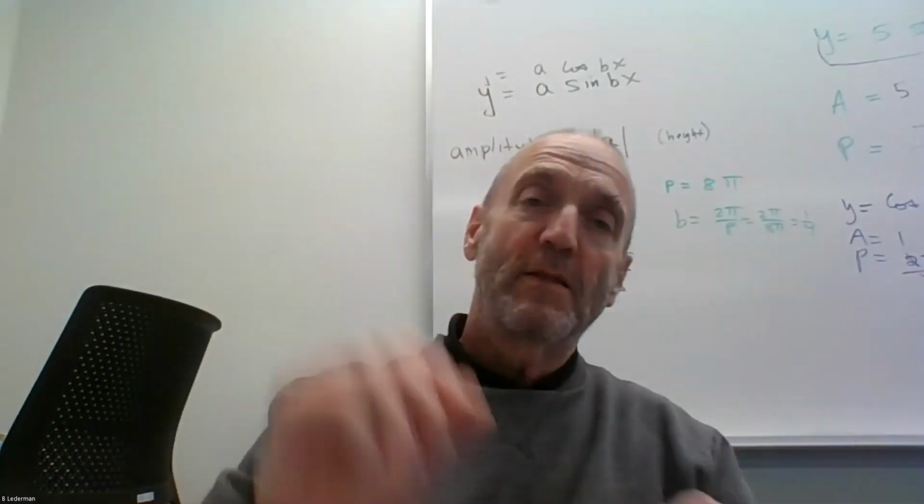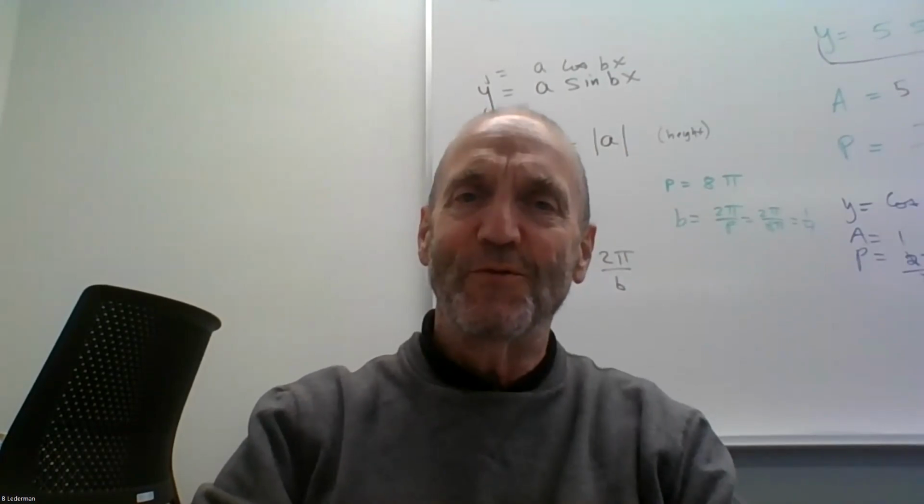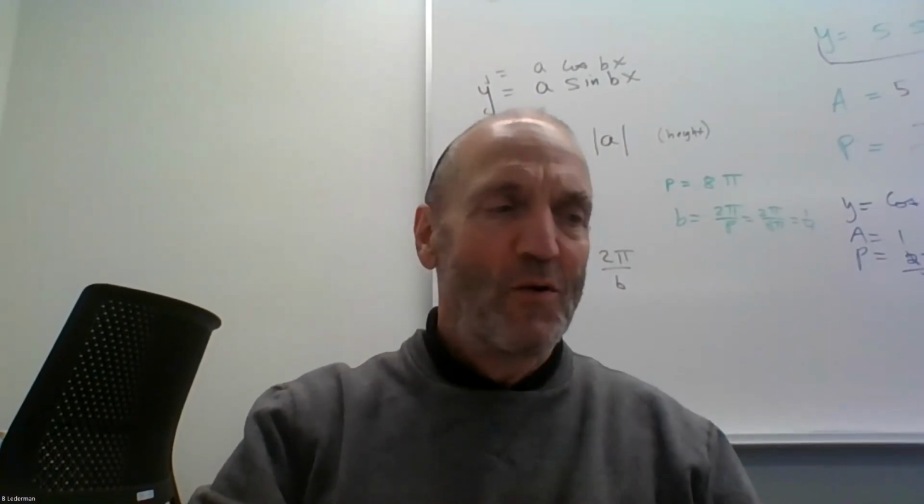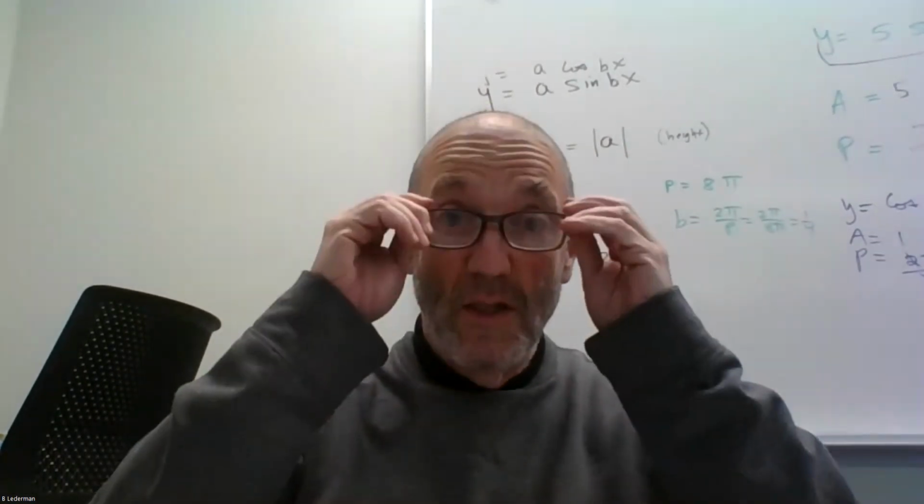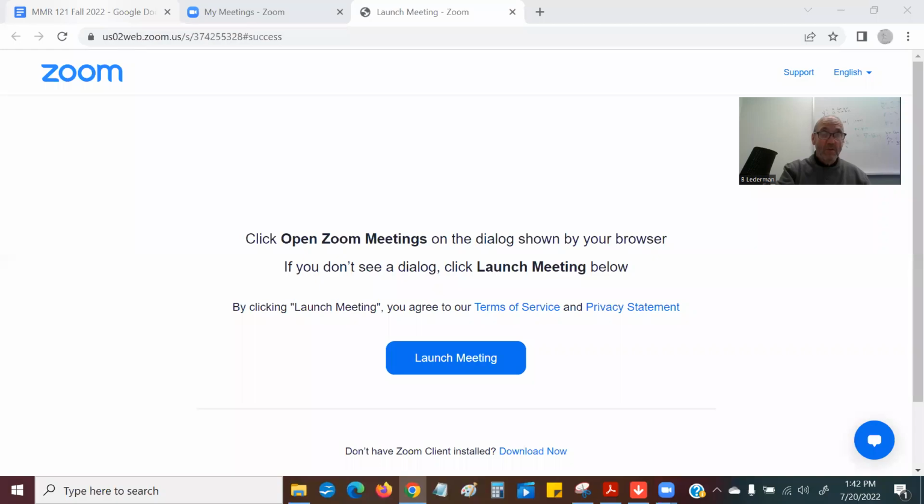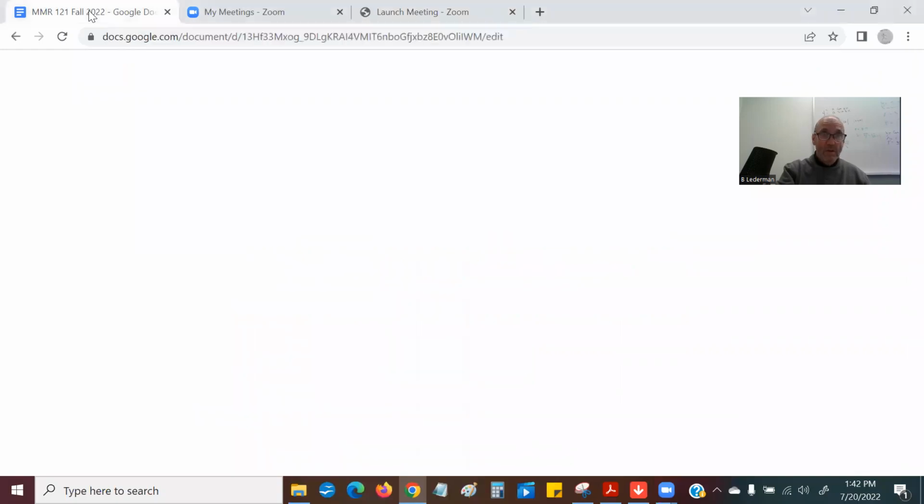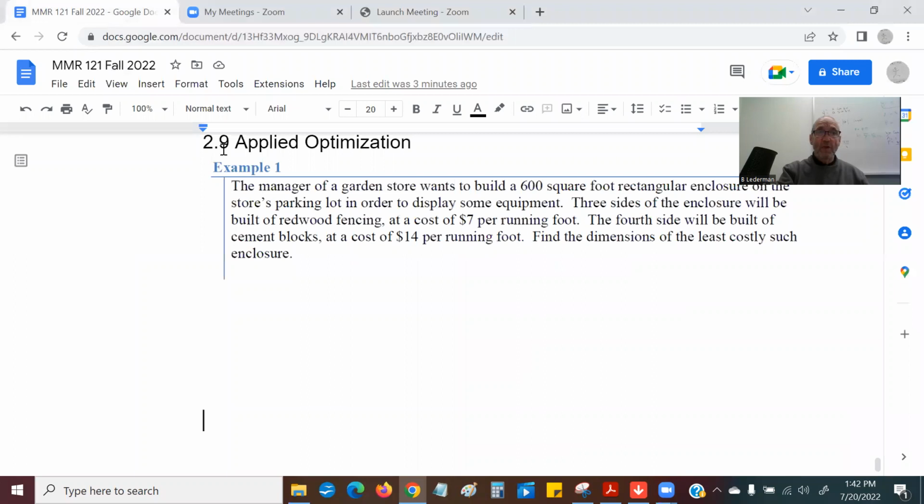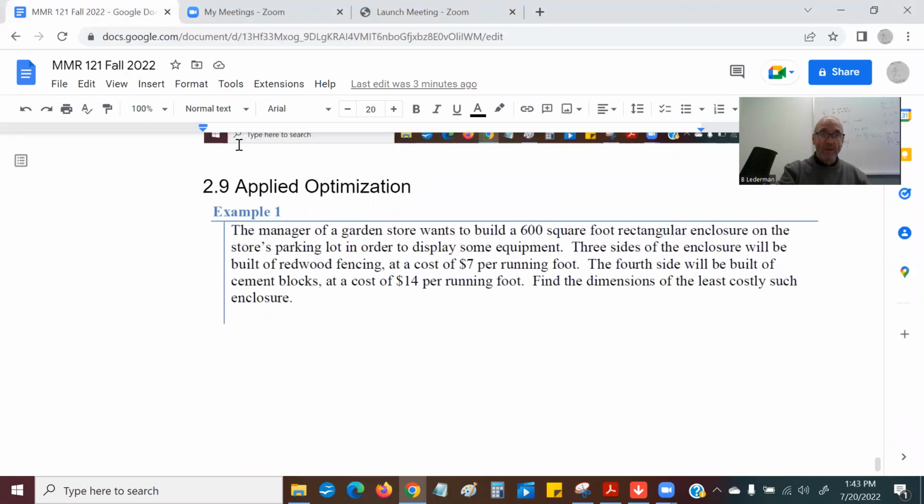Hi, everybody. Today we're going to do section 2.9, which is applied optimization. So let me just share my screen and let's jump right in. Here we go. Section 2.9, applied optimization. Let's look at the example here.